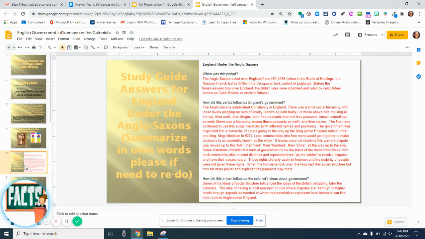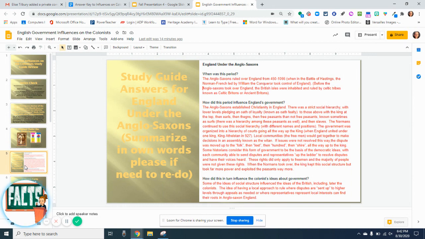So the king was at the top, then the earls, then the thegns, then the free peasants, and then not free peasants, sometimes known as serfs. But there's a hierarchy within these different groups as well. And then there were slaves. The Normans continued to use this social hierarchy when they invaded and took over England, but with different names and positions. Except under the Normans, under William the Conqueror, the king was a lot more powerful.